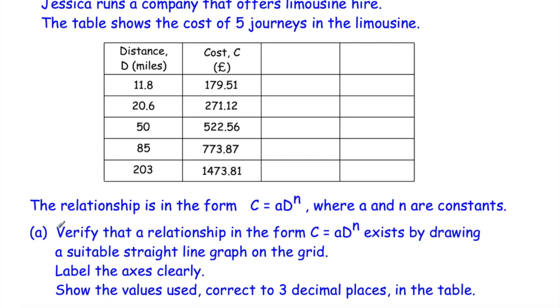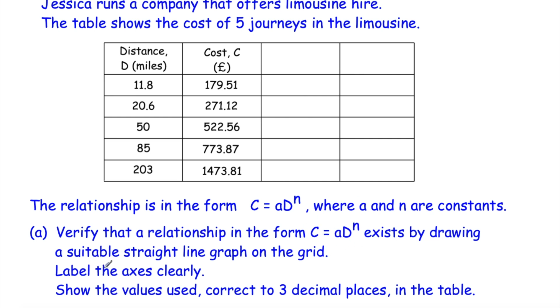And then if we carry on, the question says, part A, verify that a relationship in the form C is equal to AD to the power of n exists by drawing a suitable straight line graph on the grid. So if you've been given information like this, where we've got this power, if you draw a log-log graph, which we're going to do, then if our relationship exists, you'll find that that log-log graph is a straight line. So whenever we draw this log-log graph, we should hopefully find there's a straight line, a suitable straight line graph on the grid. And if there's a straight line graph that we've drawn, then this relationship exists.